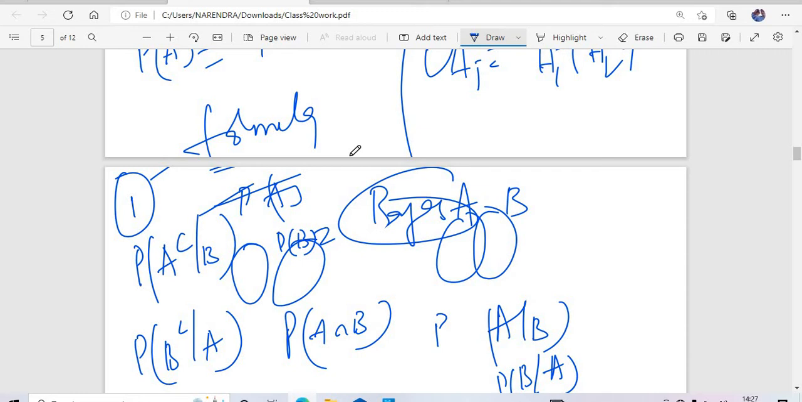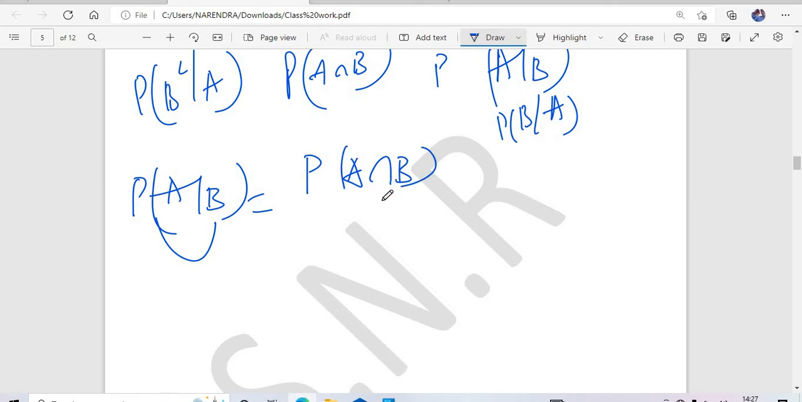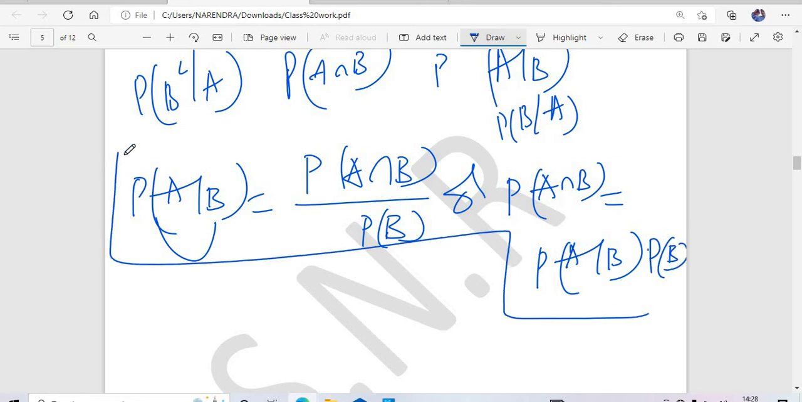Now we discuss conditional events. What is a conditional event? Probability of A given B, where B has already happened. This is probability of A intersection B divided by P of B. In another way you can write it as probability of A intersection B equals probability of A given B into probability of B. So this is conditional probability. If you need more, you can refer to the book. This is the formula for a conditional event.